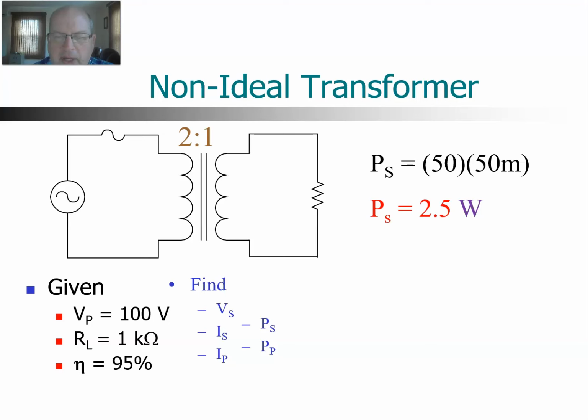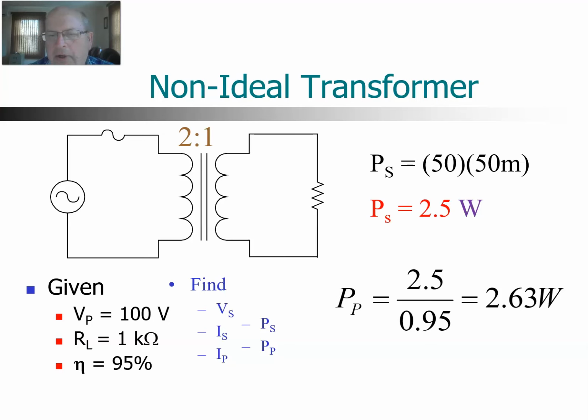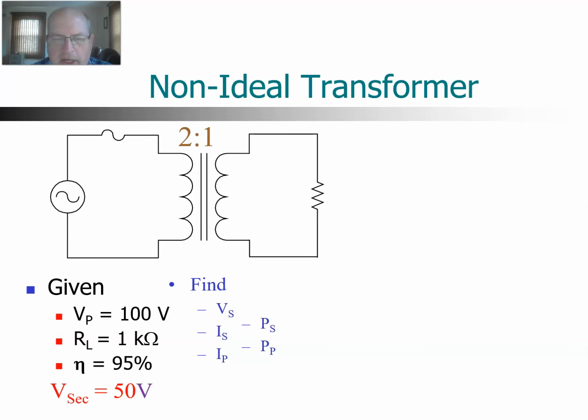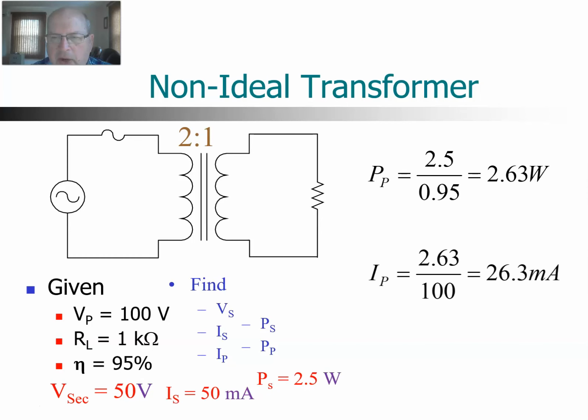Once we have the secondary power, we can use the efficiency formula to find the primary. 2.5 watts divided by the efficiency. Now you express the efficiency as a decimal. So 95% would be expressed as 0.95. So 2.5 divided by 0.95 gives you 2.63 watts. 2.63 watts.